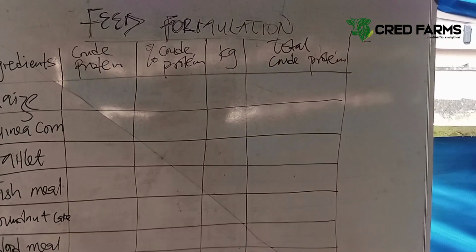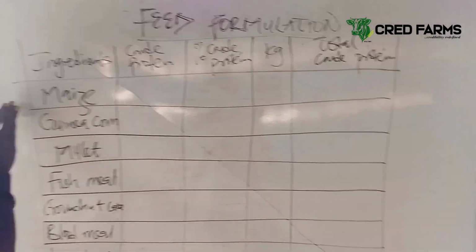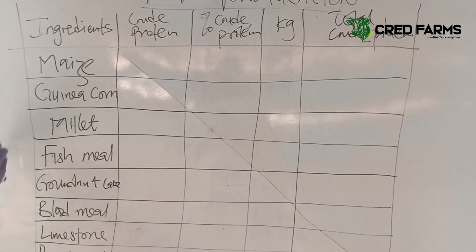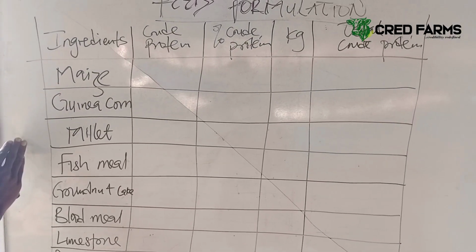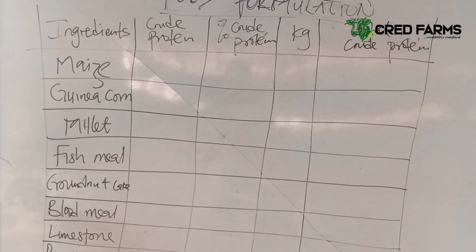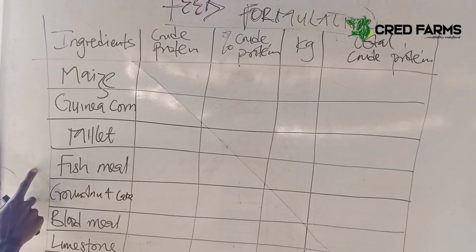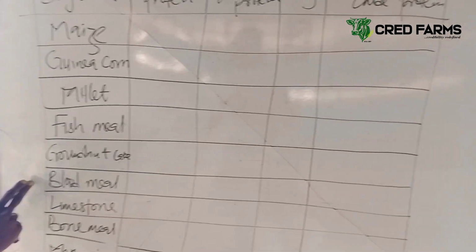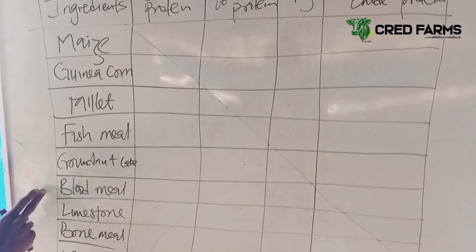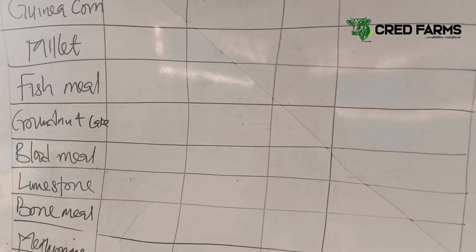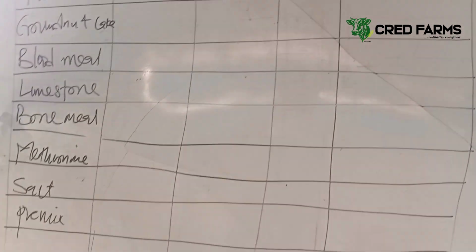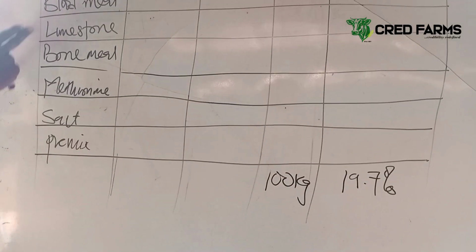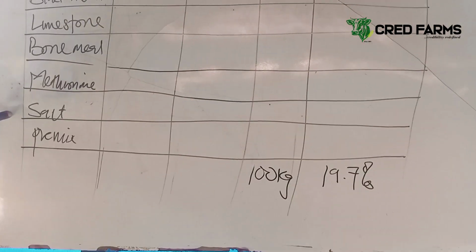So for the ingredients, we have maize, guinea corn, and millets. These three are your carbohydrate sources. Okay, now you have fish meal, groundnut cake, and blood meal. These three are now your protein sources. You also have limestone, bone meal, methionine, and salt. These four are your mineral sources.